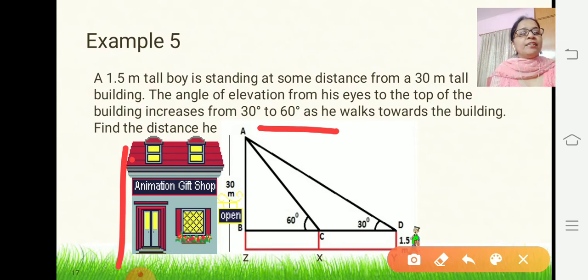So initially the angle was 30 degree when he was looking up at the building. As he moved closer to the building, from point C, the angle of elevation becomes 60 degree.